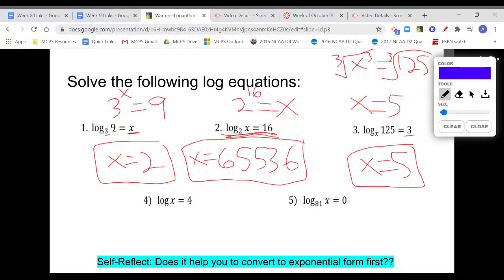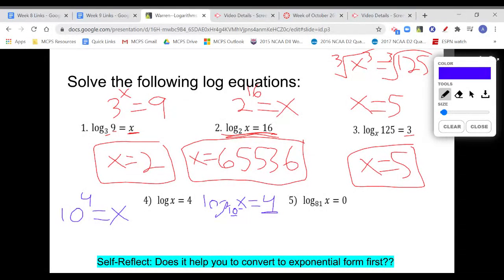So number 4 says the log of x equals 4. My first step here is thinking how can I rewrite this, right? There's not enough information. There's only 2 things. Remember that if there's no base, I'm talking about a common log, which always means base 10. So I'm actually looking at log base 10 of x is equal to 4. So rewriting that into exponential form, I'm saying, how do I get from 10 to x? What do I do to get from 10 to x? I raise 10 to the 4th power.